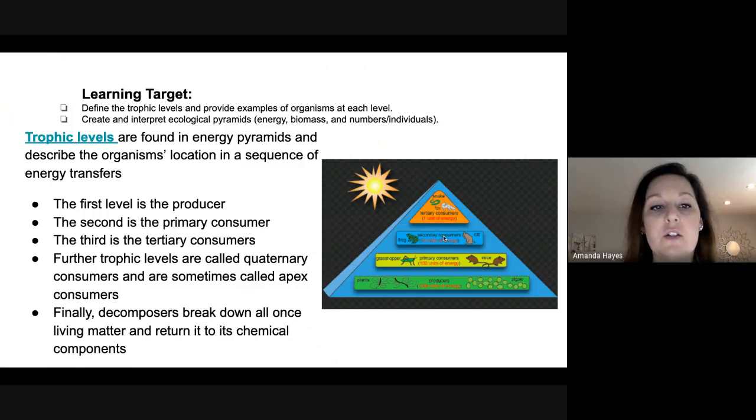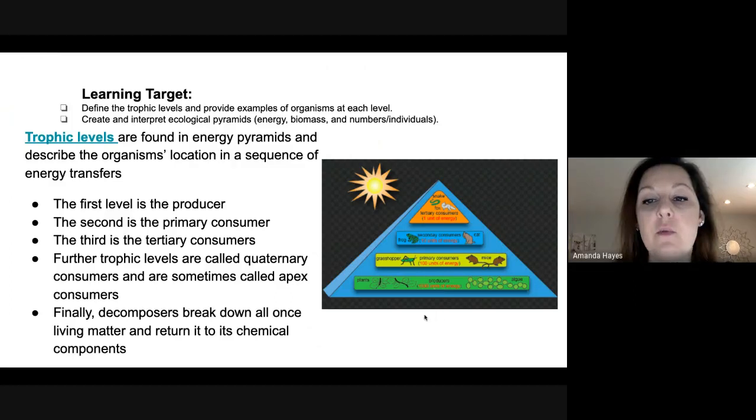The third is our secondary consumers, and they would consume both producers and primary consumers. And then we have our further trophic levels. We can call them tertiary if it's after secondary. Tertiary means third. Quaternary would be the fourth one. We can also just call it apex. Apex consumers are the top of the food chain.